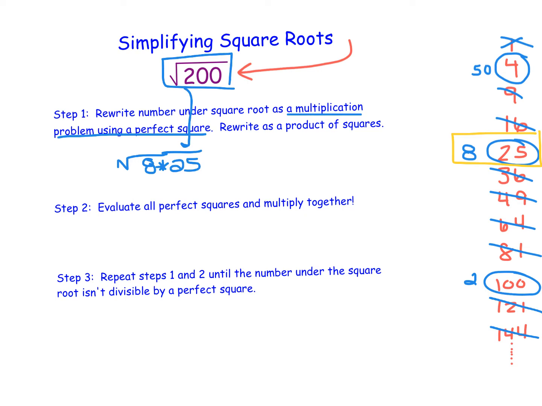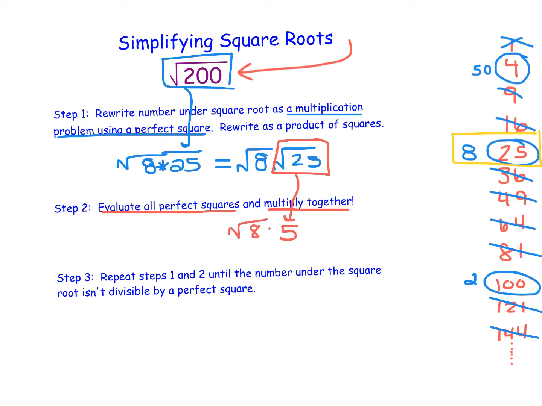And then using the product property of square roots, I can actually split this up into 2 separate roots. So it's basically using that product property backwards. Now from here, the second step says evaluate all perfect squares and multiply them together. Well, I notice that 8 is not a perfect square, but 25 is, and the square root of 25 is 5. So I really have 5 here times the square root of 8, which the order there bothers me a little, so I'm going to rewrite this as 5 times the square root of 8.